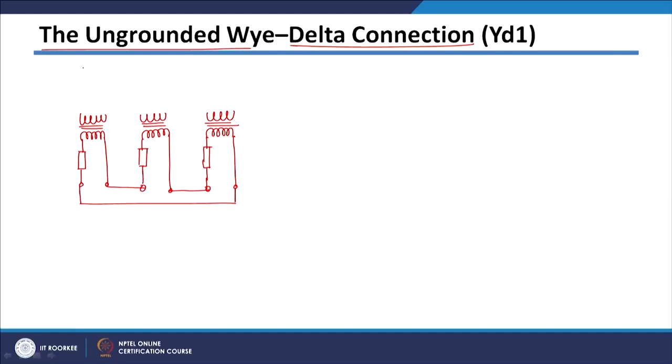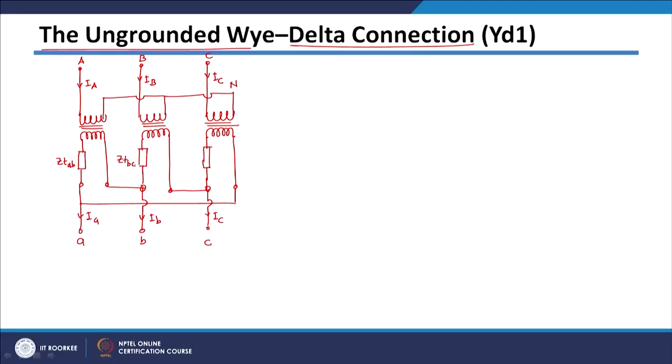If you see the primary winding, this is one terminal here, second terminal, third terminal, and since we are connecting it in Y fashion, we need to take this neutral connection. However, in this case it is ungrounded Y, meaning this neutral will not be grounded. So this is your A terminal, B terminal, C terminal, the HV side. This should be IA current, IB, in capital letters, and IC. This terminal will be small a, this terminal will be small b, and this terminal will be small c. This current is Ia, Ib and Ic, represented by small letters here. This impedance is ZTAB because it is between the A and B phase. This is ZTBC and this is ZTCA.